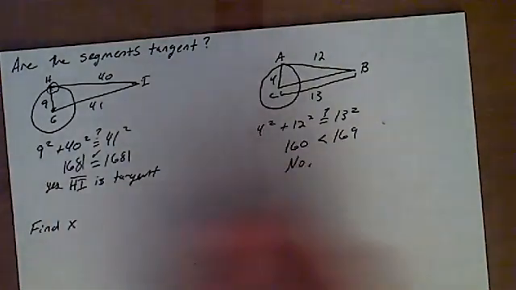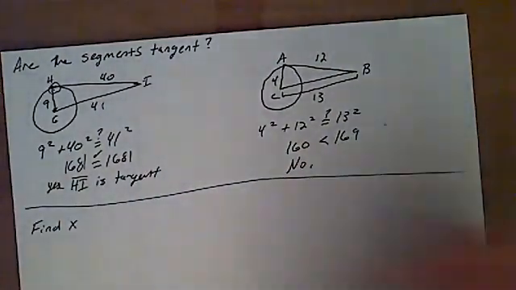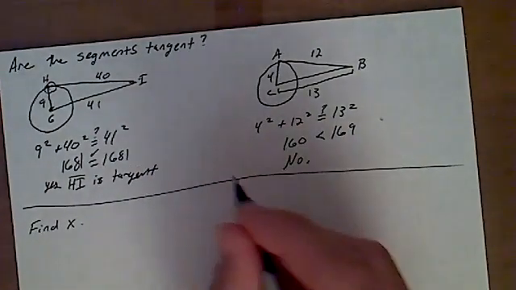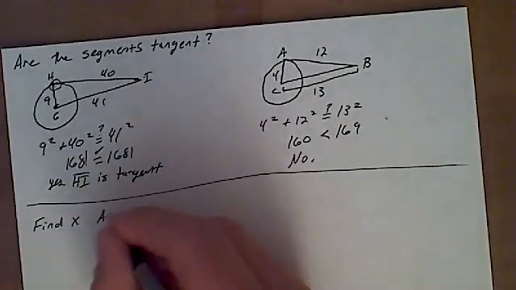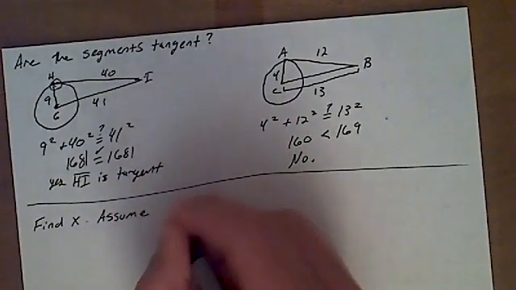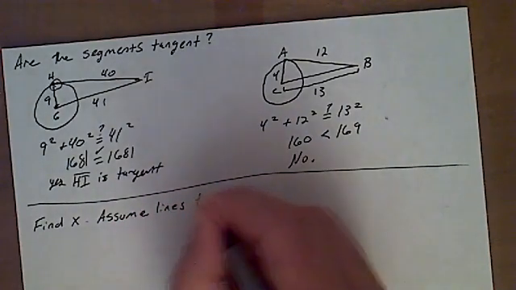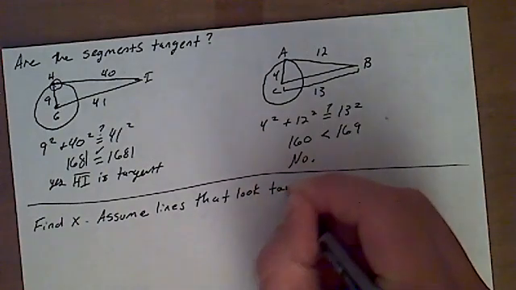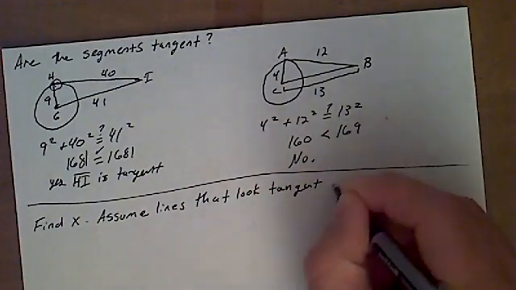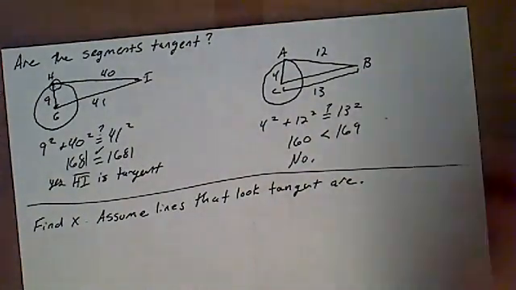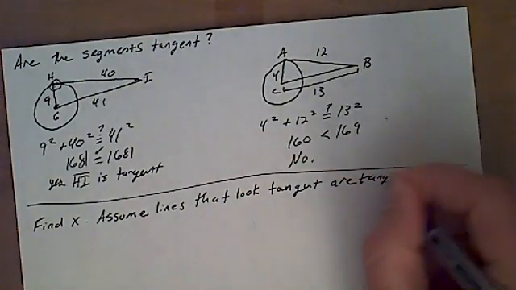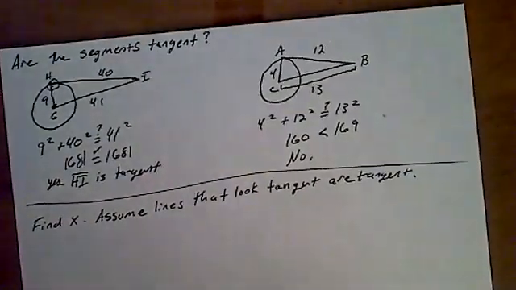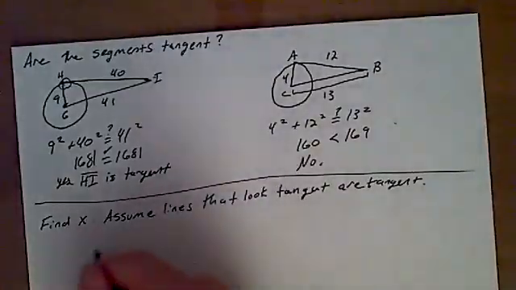All right, next ones we're going to find x. And we're going to do something we don't do a lot in geometry. We're going to assume lines that look tangent are tangent. Right? So we're going to assume that lines that look tangent are tangent.